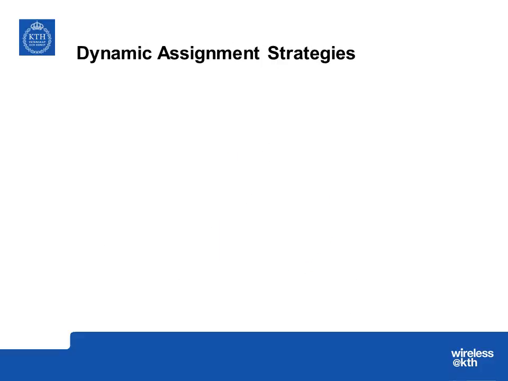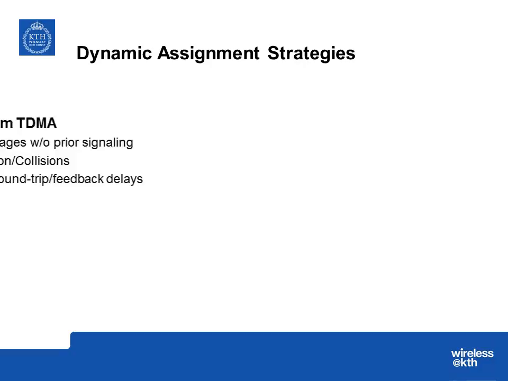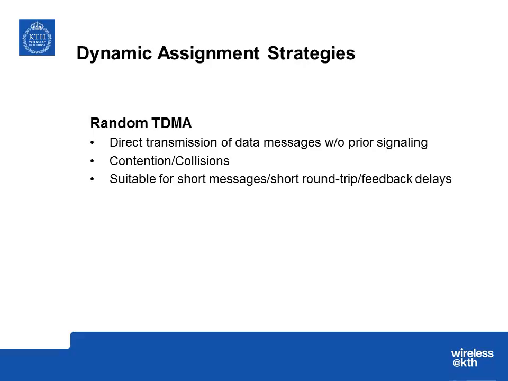Some examples of dynamic assignment strategies that we are going to study in the course. There are mainly two categories. We have something called the random TDMA assignment strategies, where basically the different transmitters transmit the data without prior signaling, and they will use the information about successful received packets, or which you can call contention with other users, or collisions or lost packets, to determine what to do next.